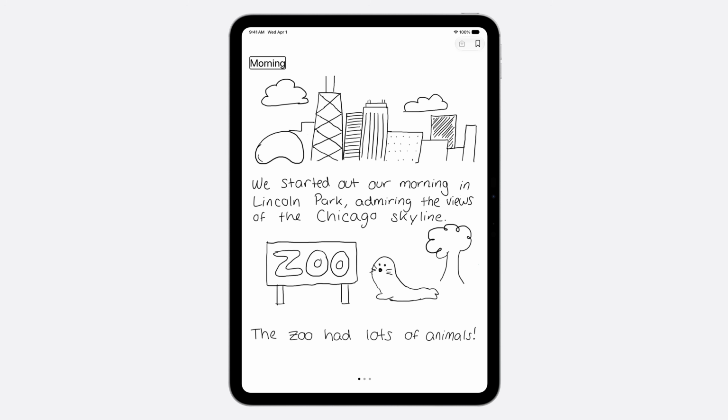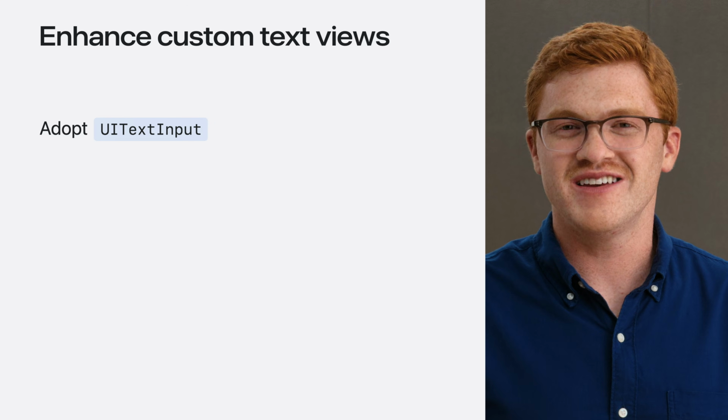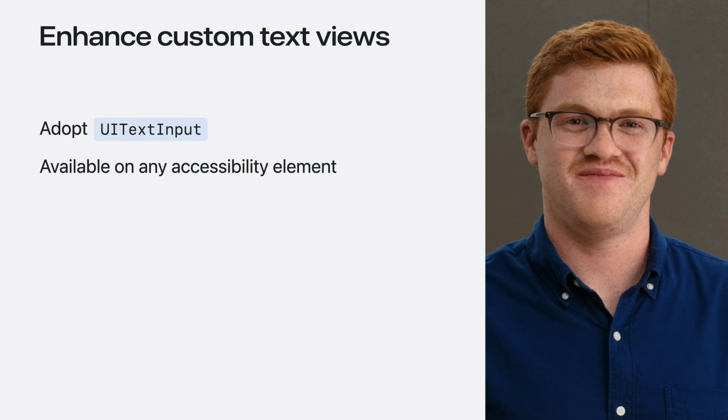Unfortunately, this means that I've lost the accessibility behavior that UITextView gave me for free, including the most basic thing, reading out the text. "Morning, heading. Image." The best way to make this content accessible is by using the UITextInput protocol, which can be adopted on any accessibility element.